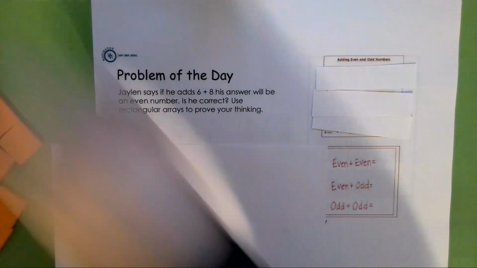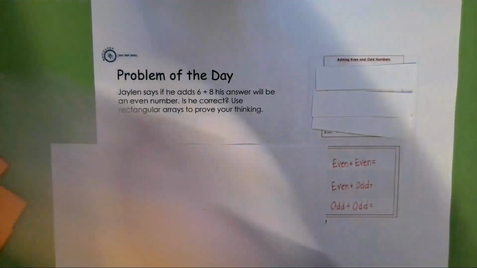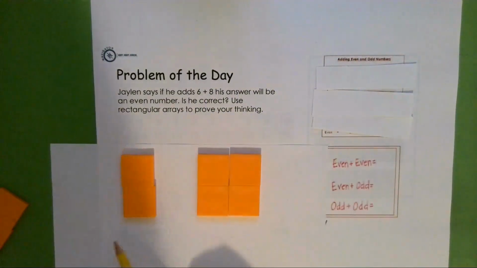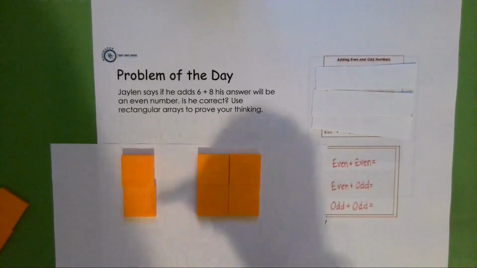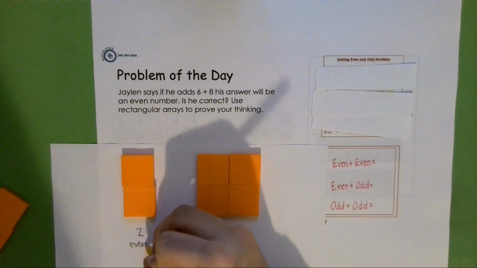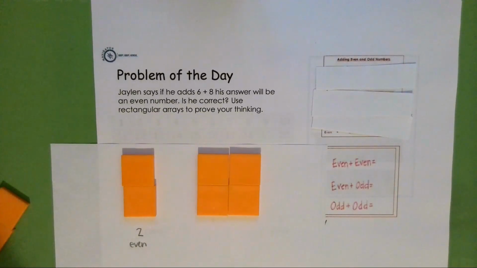Let's show a rectangular array like this, and another one like this. How many in our first rectangular array? Say it out loud. Right, 2. And is 2 odd or even? I bet you said even. How do you know that 2 is an even number? I bet you said you know because it's in a pair and there are none left over.